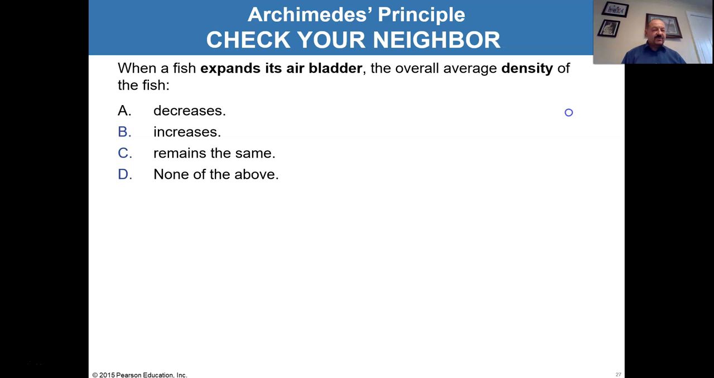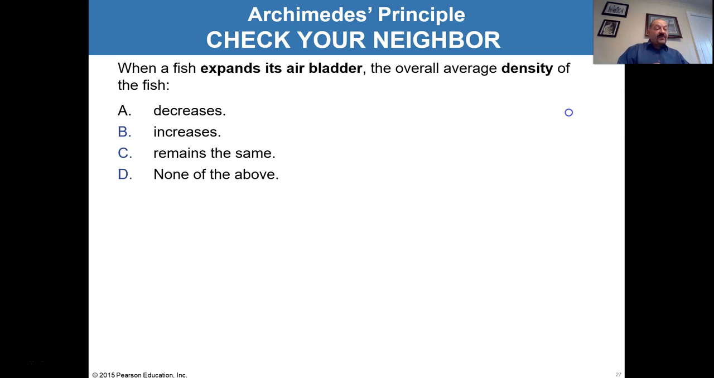When a fish expands its air bladder, the overall average density of the fish: decreases, increases, remains the same, none of the above. Well, let's talk about what an air bladder is. An air bladder is essentially a bag. It's an organ in a lot of fish, maybe most fish, that can expand with air or shoot out the air. Okay, and what it does is it expands with air to change its overall density.